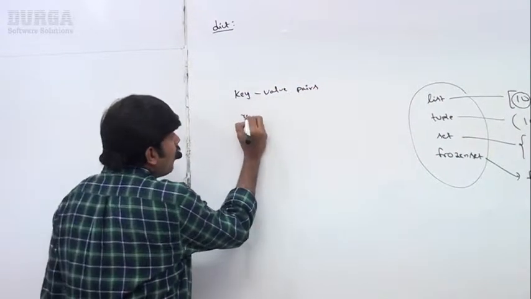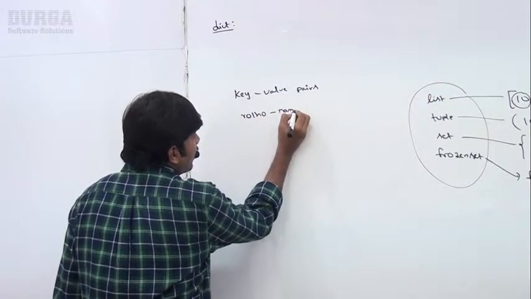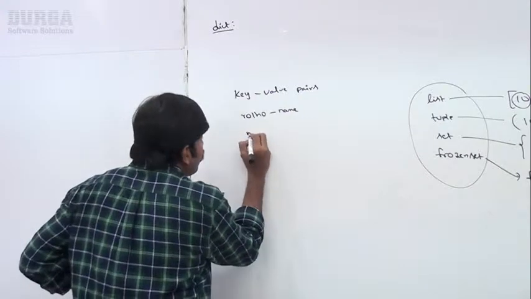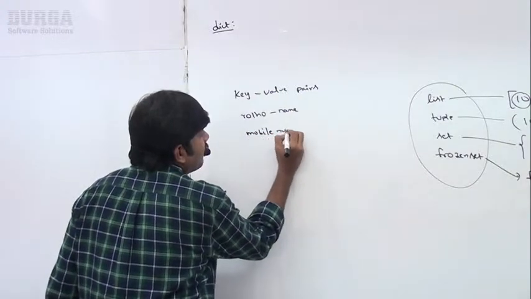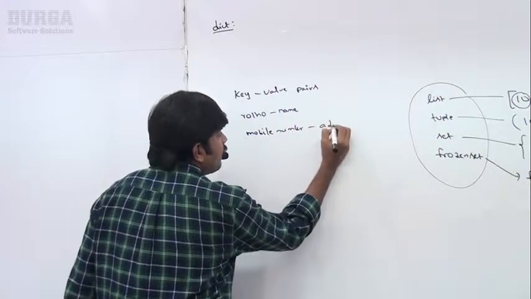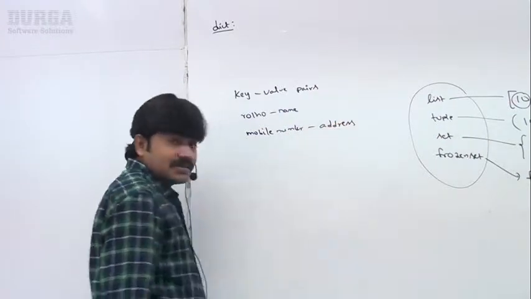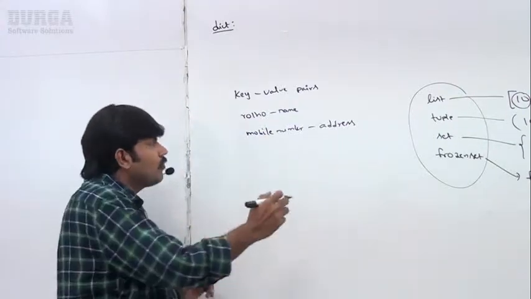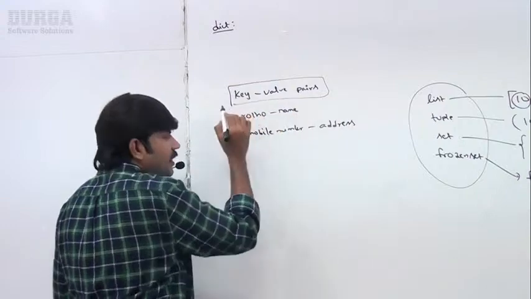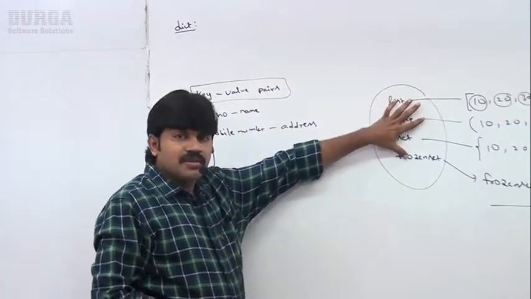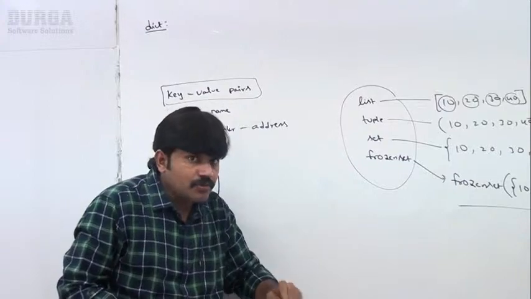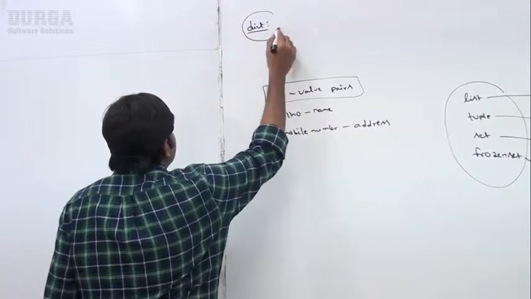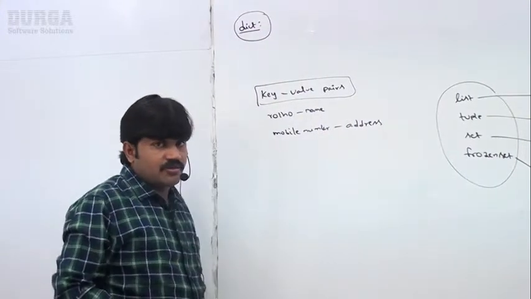Something like roll number and the corresponding name. Next, sir, mobile number and the corresponding address. So if you want to represent a group of objects as key value pairs, then we can't use these data types. For that we compulsorily should go for the next data type. What is that next data type? Dict data type, right? Are you in the position to understand, right?